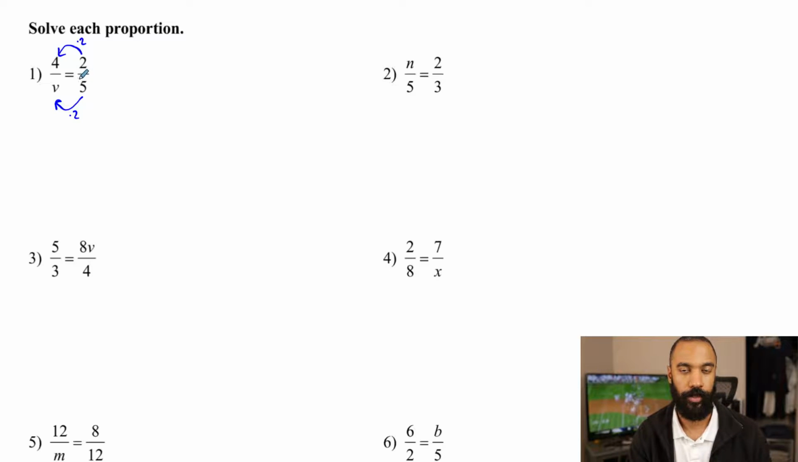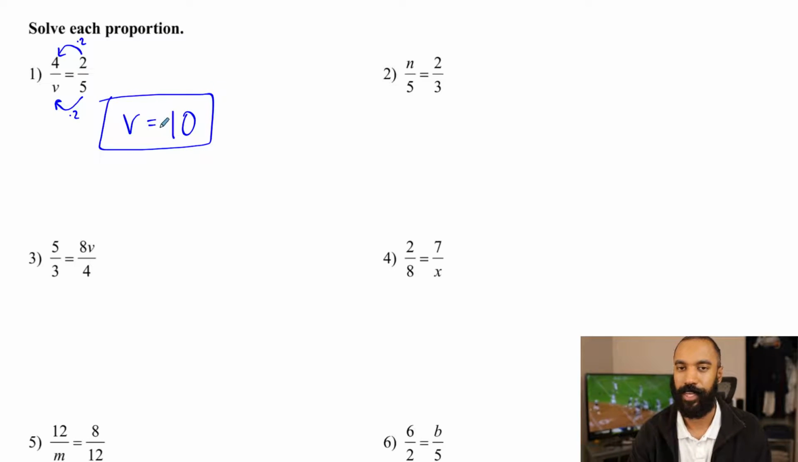That's actually what you can do, and that's something that I want you to look to each time. So case in point, I'm just going to solve this one in this way. V equals 10. There it is. 4 divided by 10 is the same thing as 2 divided by 5. We'll find easy ways to solve easy problems and different ways like cross multiplication to solve less easy problems.